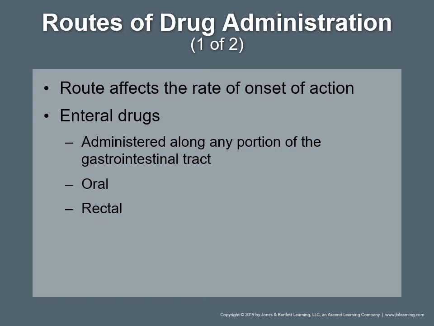Routes of drug administration. The route of the drug administration affects the rate at which the onset of action occurs and may affect the therapeutic response that results. The choice of the route of administration is crucial in determining the suitability of a drug. Drugs are given for their local and systemic effects. Absorption is the process by which medications travel through the body tissues until they reach the bloodstream.